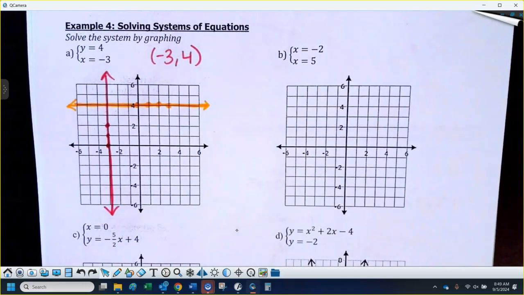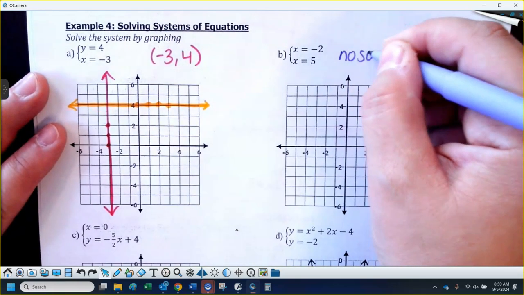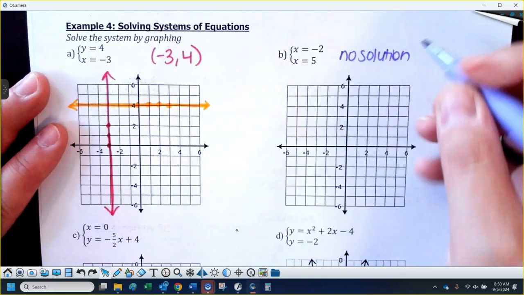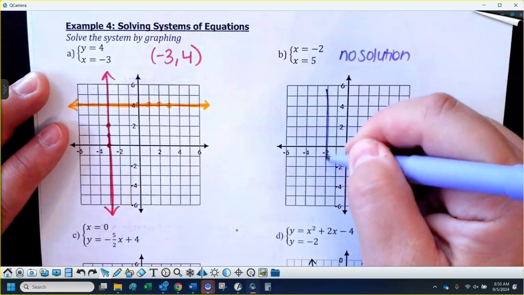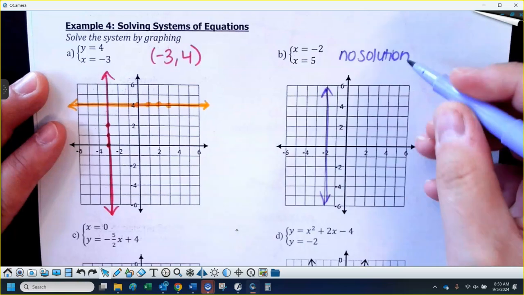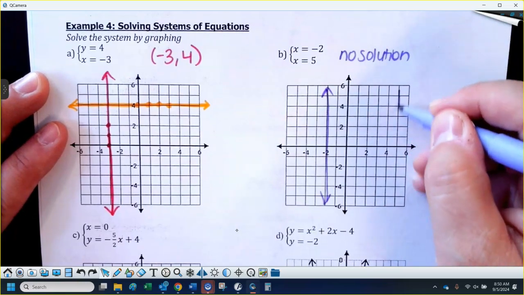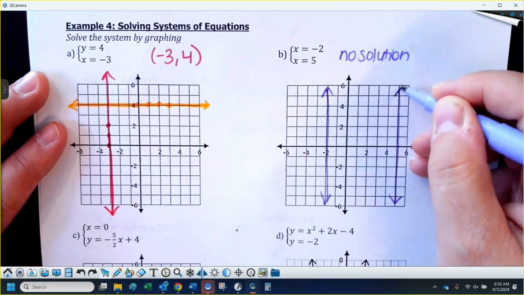Can you guys tell me the answer to the second system I've got here without doing it? Liam, what do you think? For sure. Why? Exactly. These guys are both x's, right? So x is -2, nice vertexal line at -2. x is 5, nice vertexal line at 5. All those x coordinates are 5.